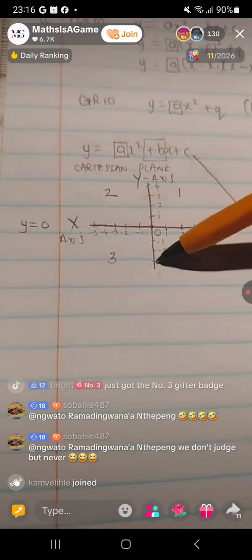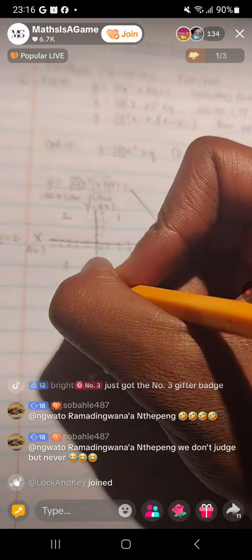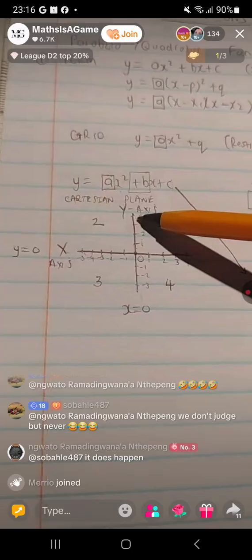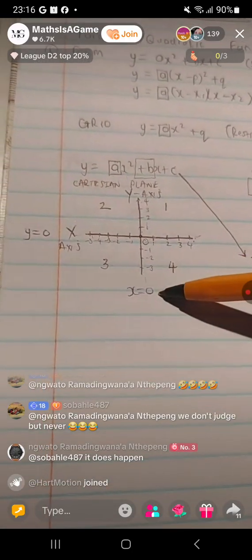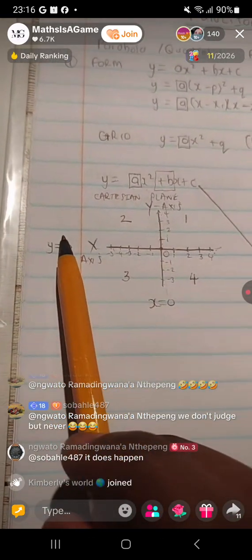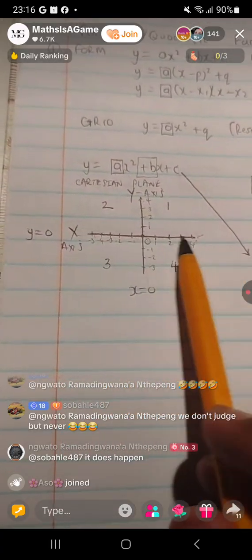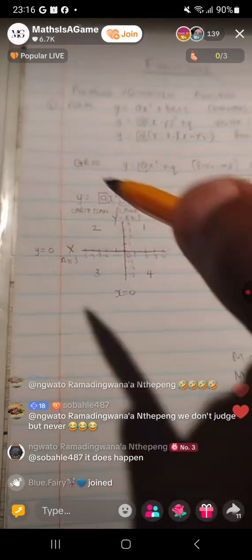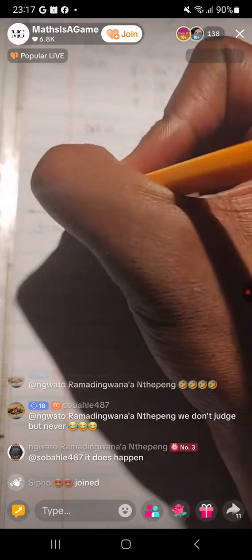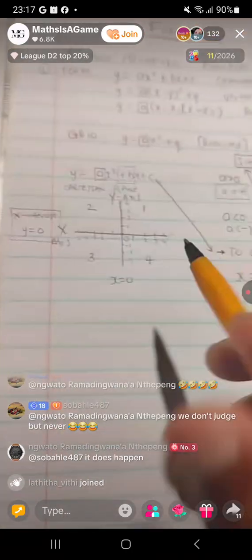What about the y-axis? Everywhere on the y-axis, we know that x is equal to 0. As I said again, on the y-axis, x is equal to 0. On the x-axis, y is equal to 0. So everywhere on this horizontal line, we say y is equal to 0. We call that, guys, the x-intercept. The x-intercept is where y is equal to 0.